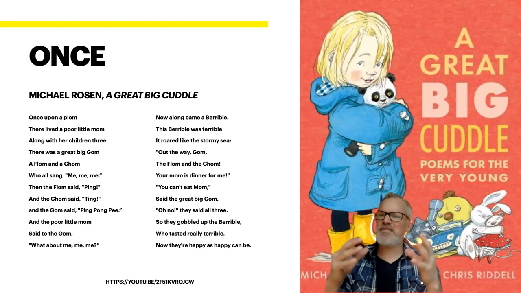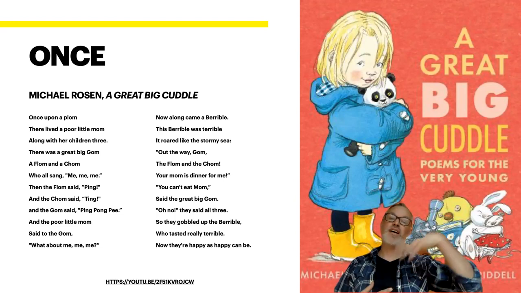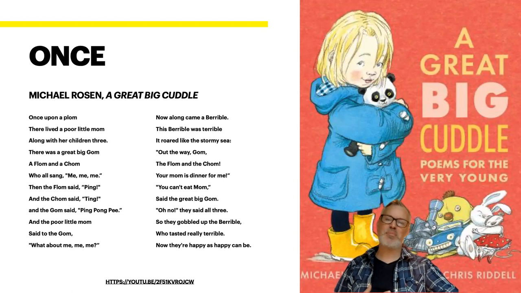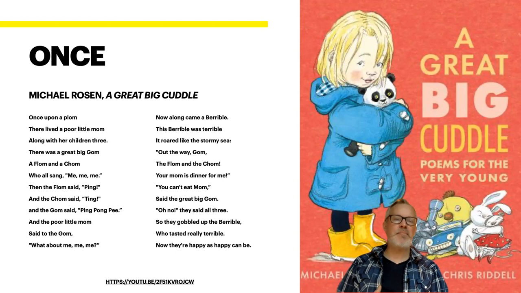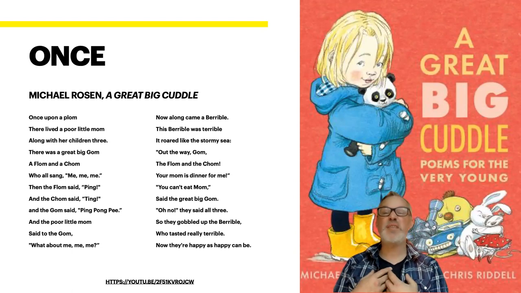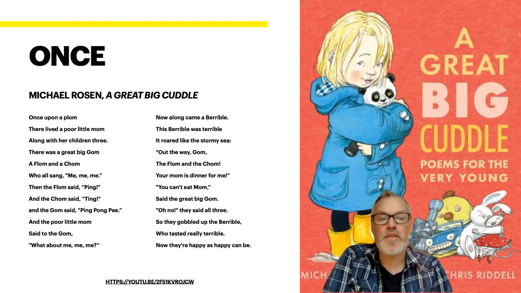Lovely. Not potentially the best example of onomatopoeia. I could think of Michael Rosen's Going on a Bear Hunt as a very good example of onomatopoeia. I hope you all know that. If you don't, then go and get it immediately. But here we've got the Gom, the Flom, and the Chom that are really put in just to rhyme with mom, which is an unusual usage, sort of Americanism.